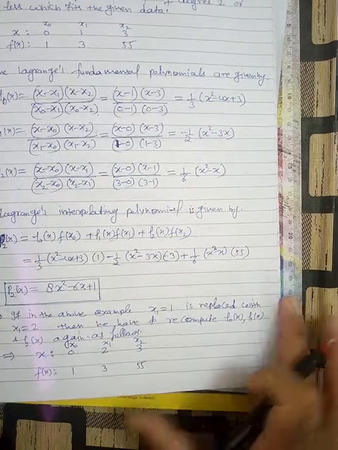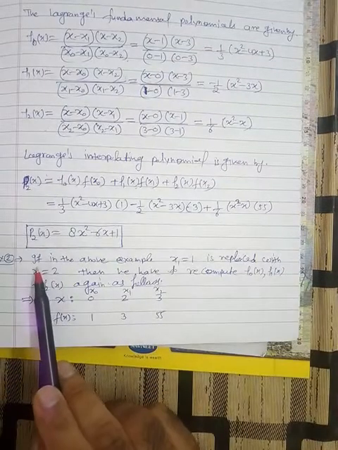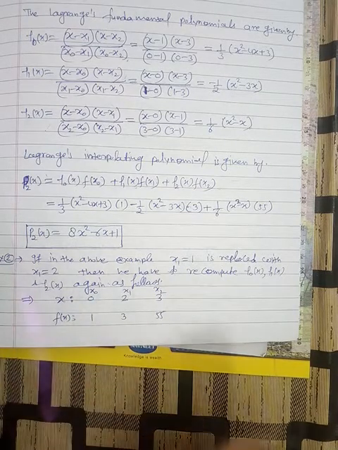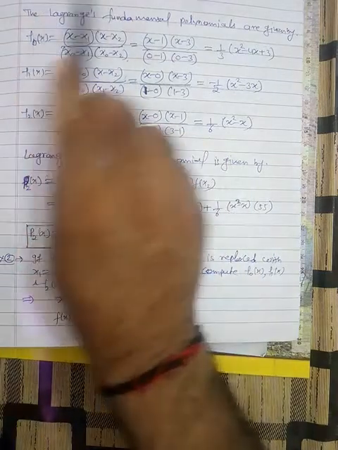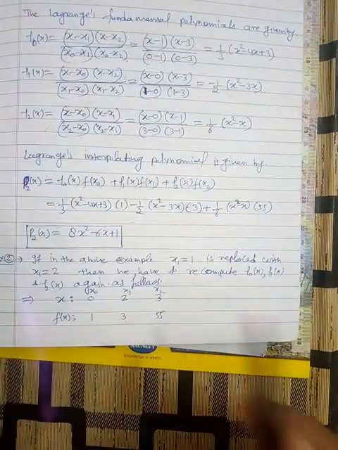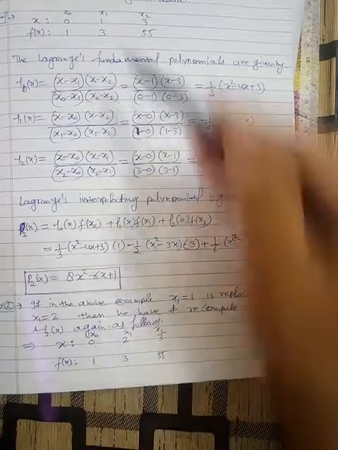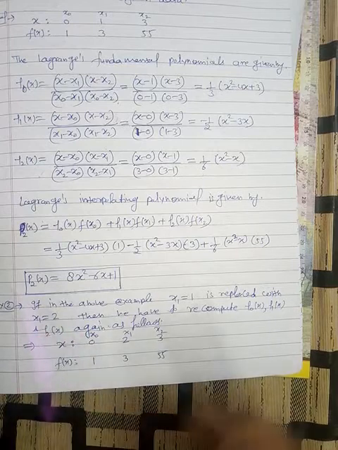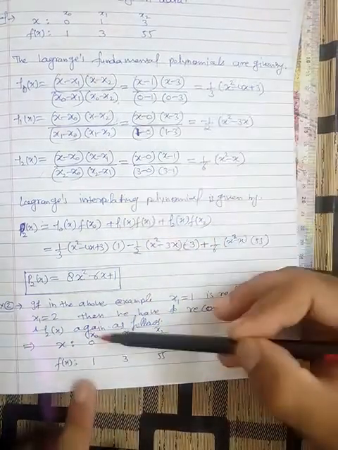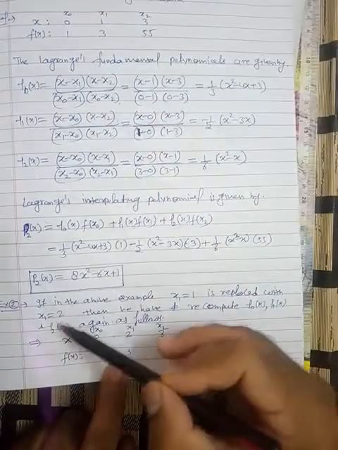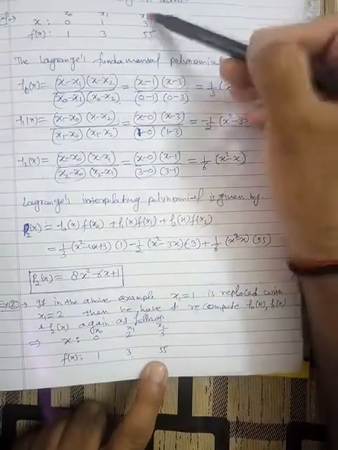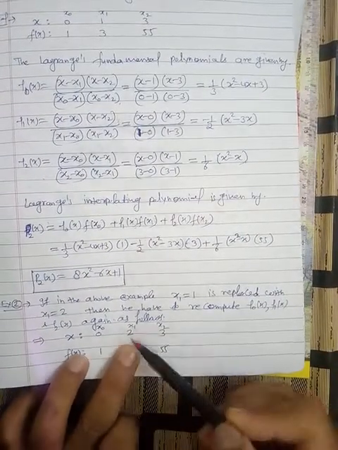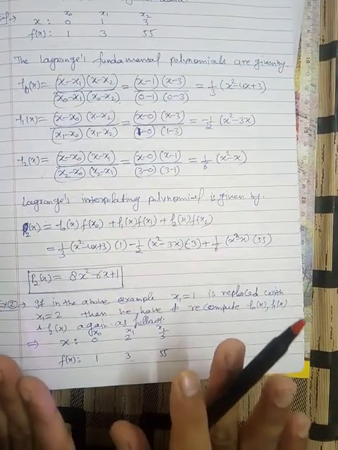Fine. Now suppose we will show the drawback of Lagrange's interpolation formula through this example. Here we are taking the same data points. We have just replaced x1 equal to 1, we are replacing this quantity 1 by 2. So what will be the new data points? Here 0, 1; 0, 1. Here 1 is replaced by 2. So 2, 3; and 3, 55. So everything is the same except this data point. Here it is 2, here it was 1. This is the only difference.